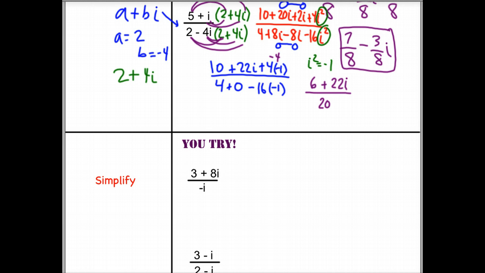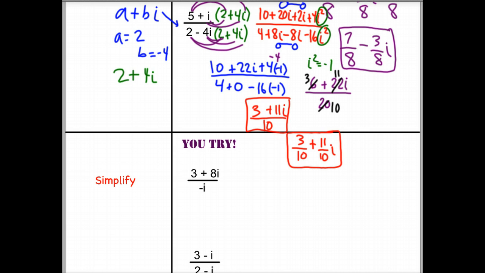We can simplify this by dividing by 2. So 6 divided by 2 is 3, 22 divided by 2 is 11, and 20 divided by 2 is 10. So what we're really left with is 3 plus 11i over 10. So you can rewrite it like this, or you can break it apart and say 3 over 10 plus 11 over 10i. Either way. So go ahead and try the problems at the bottom.